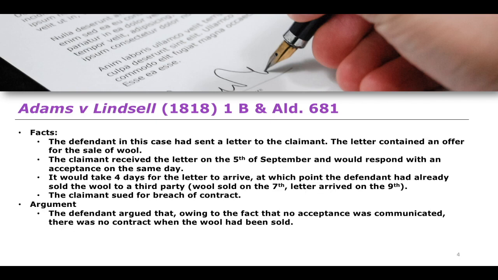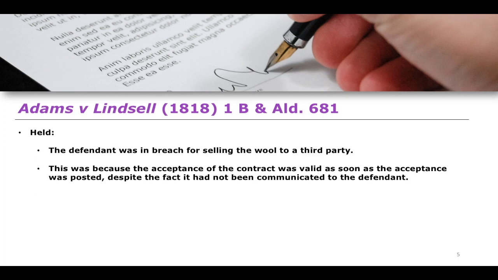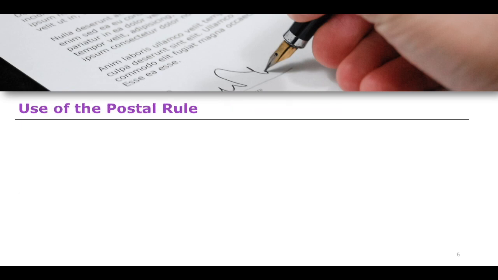So if we go back to the original facts of the case, the acceptance of the offer was valid on the 5th of September, the day the letter of acceptance was sent. And so even though it took 4 days for the letter to arrive back into the hands of the defendant, on the 9th, it was already accepted. As a result there was a contract which was then breached by the fact that the defendant sold the wool on the 7th of September to a third party. And so this established the principle of the postal rule.